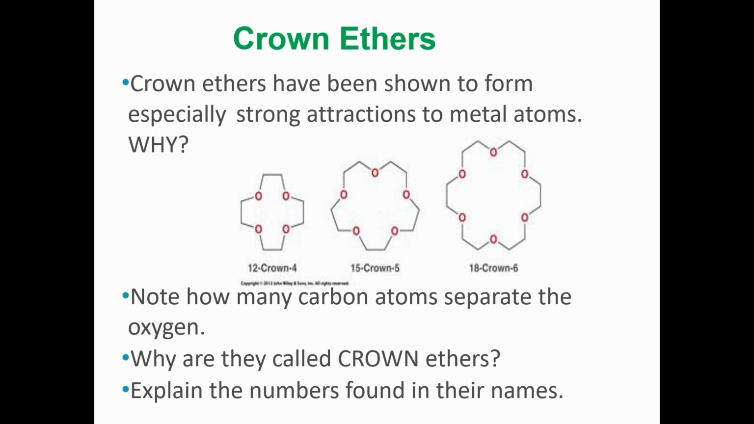Crown ethers have been shown to form especially strong attraction with metal atoms. If you look at the compound, you can realize that we have 12 crown 4, meaning the atoms in the ring are 12, while 4 is oxygen. The other one will have 15 crown 5. The 5 is oxygen. So it is the number of atoms and the number of oxygen. So note how many carbon atoms separate the oxygen.